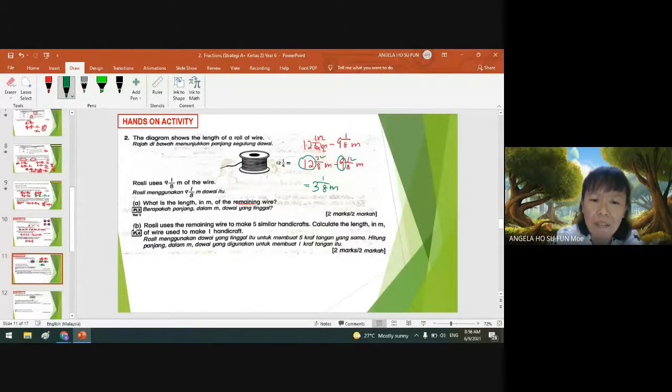Right, B. Now Rosalie uses the remaining wire to make 5 similar handicrafts. Calculate the length in meters of the wire used to make a handicraft. If asked for 1, what should I do?